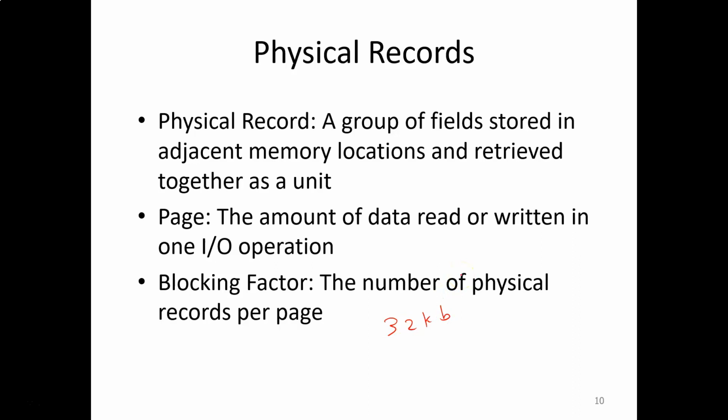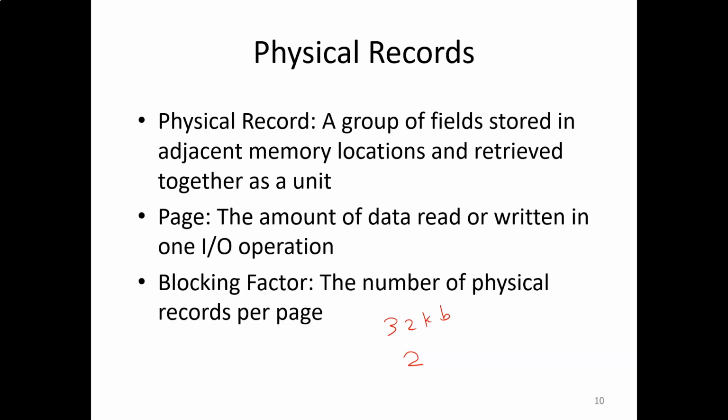The blocking factor is 2, because the page is 64 kilobytes and the physical record is 32 kilobytes. So the blocking factor is 2. It means that in every I/O operation, the database can read or write 2 physical records.